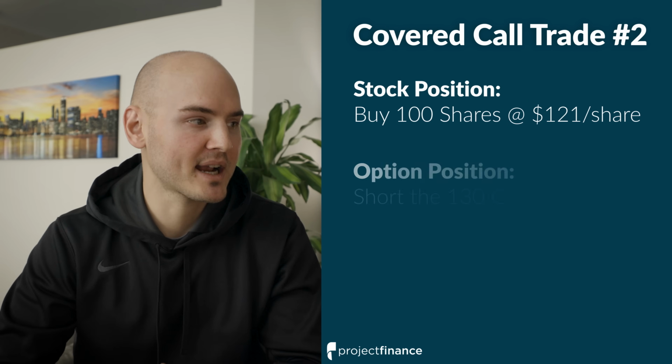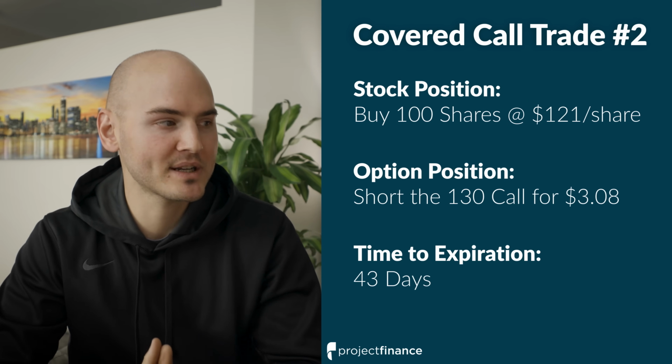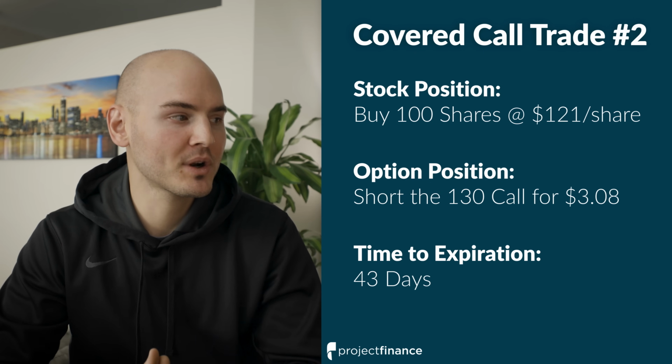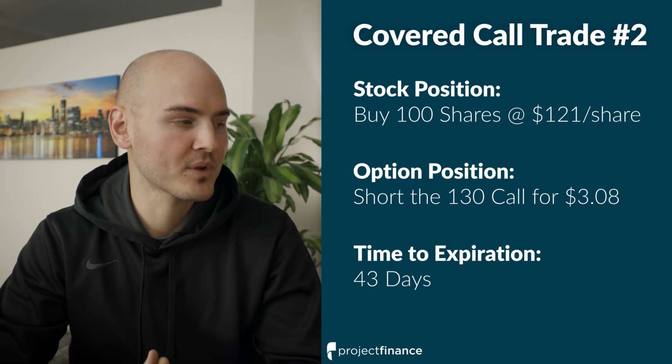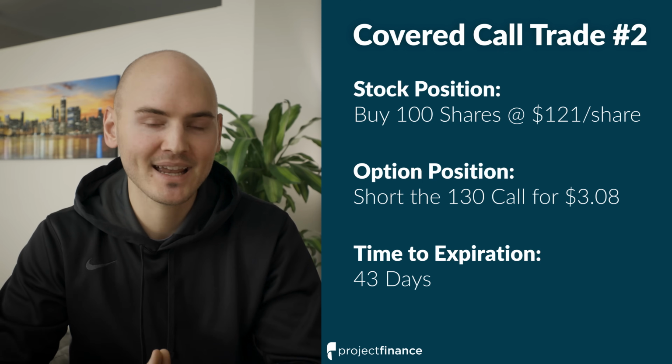All right, let's move on to situation number 2, which is a neutrally trending stock price with a little bit of a twist at the end. So in this situation, we are buying 100 shares of stock at around $121 per share, and we are shorting the 130 call option for $3.08. And this call has 43 days until expiration.